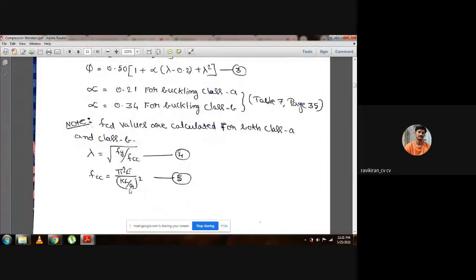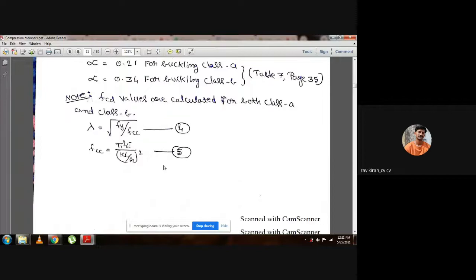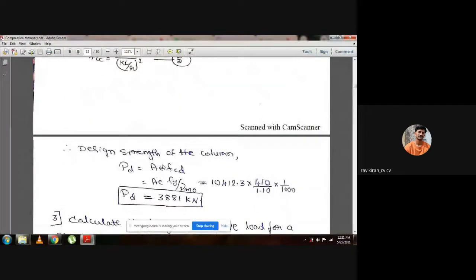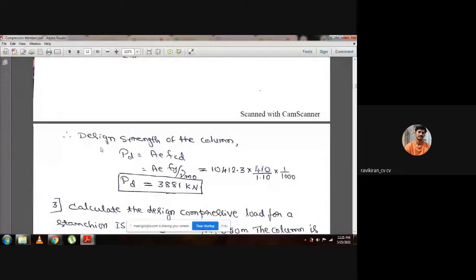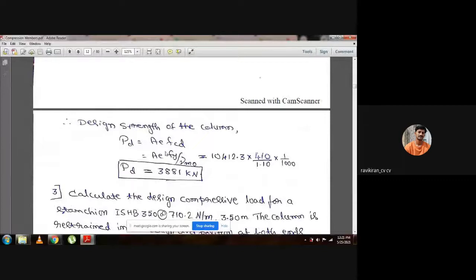What is KL by R? Slenderness ratio. R is radius of gyration. K is a constant, depends on end condition. Length is the actual length of the column. So if you find that out, the design strength of the column will be effective area multiplied by FCD.